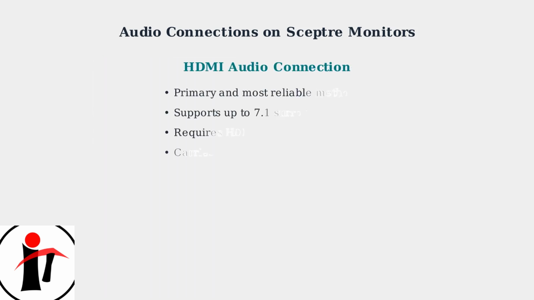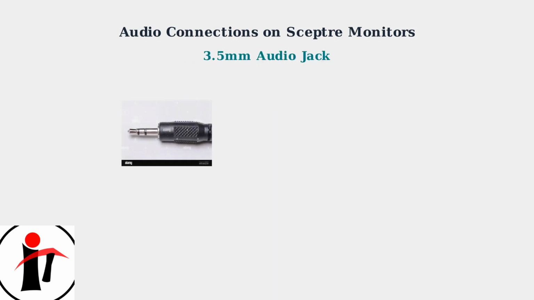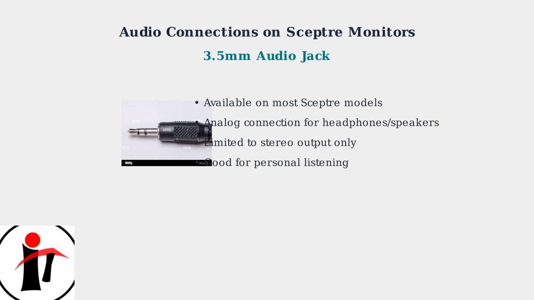HDMI is the primary method for audio output on Sceptre monitors. It's the most reliable connection, supporting up to 7.1 surround sound on compatible models and requiring HDMI 1.4 or higher for full audio support. The 3.5mm audio jack provides an alternative connection method. It's available on most Sceptre models and works well for headphones or external speakers, though it's limited to stereo output.